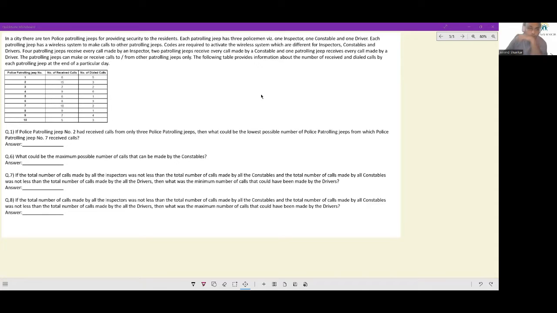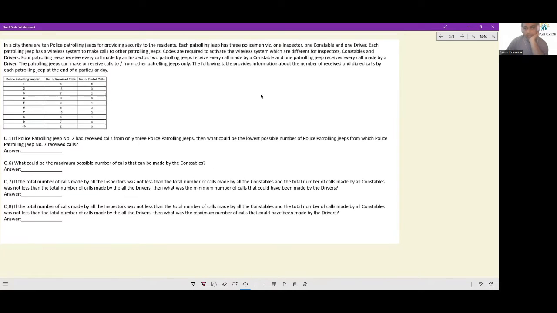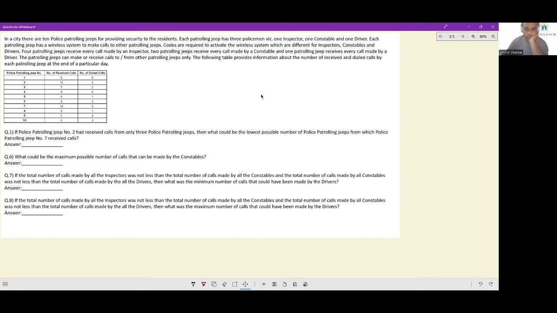Let's look at this set. In a city, there are 10 police patrolling jeeps for providing security to the residents. Each patrolling jeep has 3 policemen, namely one inspector, one constable, and one driver. So every jeep has one inspector, one constable, and one driver.